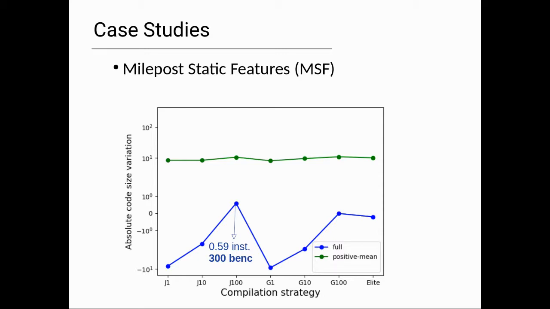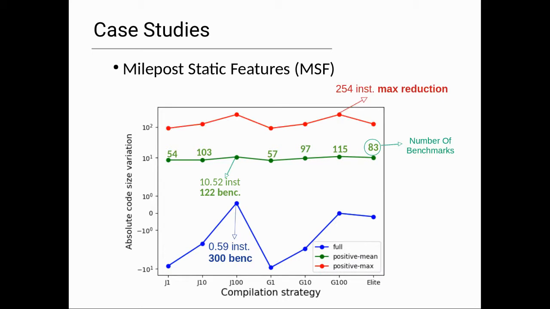The green graph summarizes the mean value only in the programs in which YaCoS has been able to find a sequence that improves the baseline. These green numbers show the number of benchmarks with better sequences found by the system. We can see in J100 that we have a mean of 10.52 instructions less than Oz and 122 programs with better sequences. The red graph shows only the best reduction provided by a sequence found by YaCoS. In this case, the G100 was the best approach.